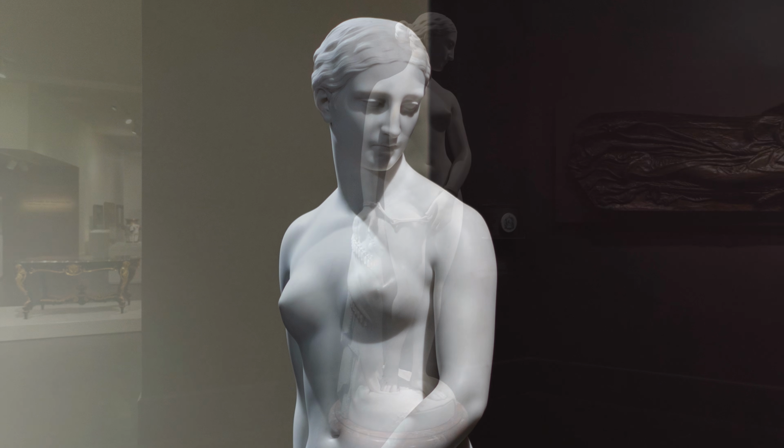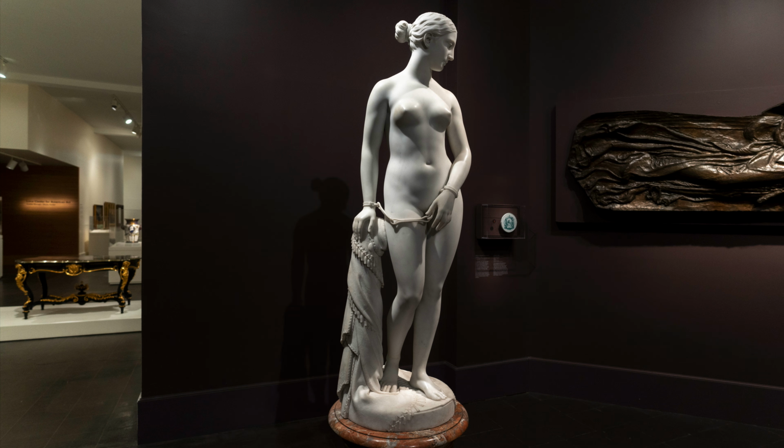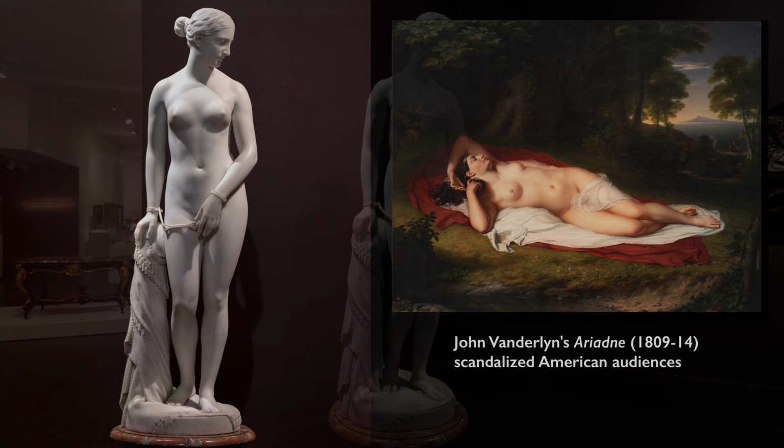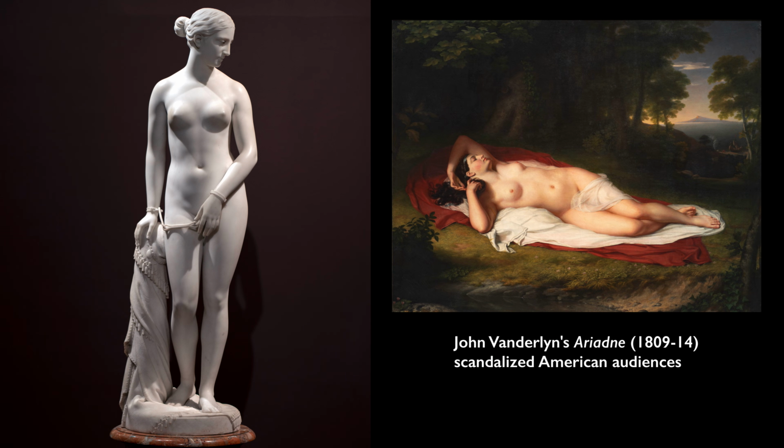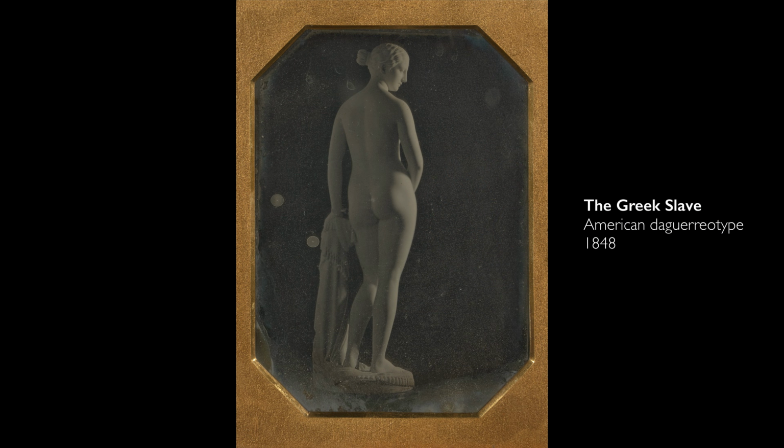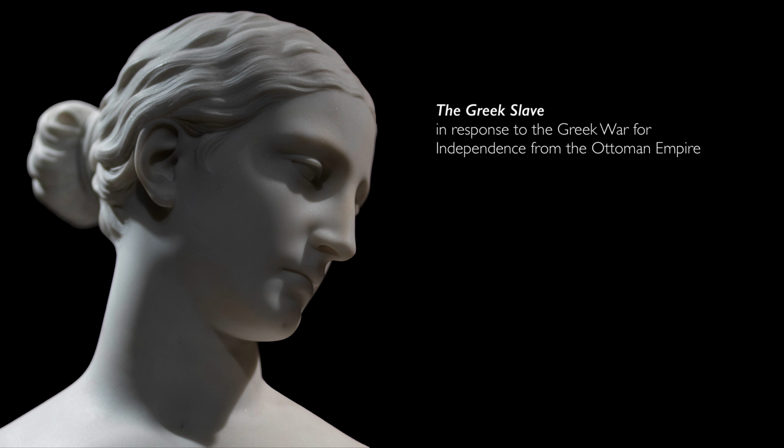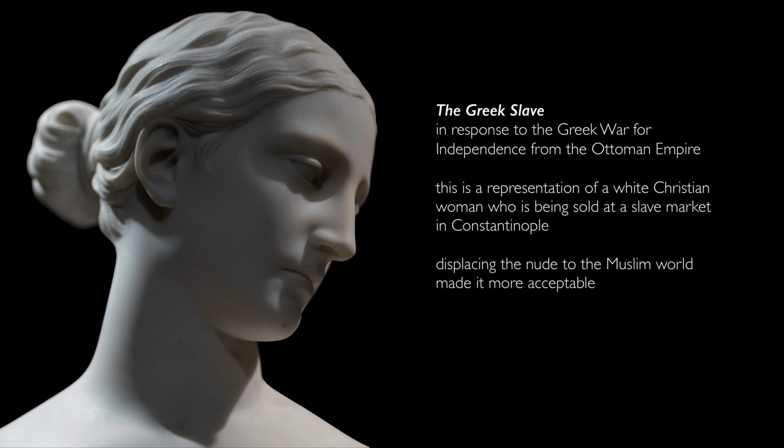First of all, because it's a full-length nude, and yet Americans had trouble with the female nude in art. If we look back, for example, to Vanderlyn's painting of Ariadne. The nudity of the figure was particularly scandalous in the context of Victorian America. Hiram Powers initially conceived of this sculpture in response to the events of the Greek War of Independence. And what we see is a Greek Christian woman being sold at a slave market in Constantinople.